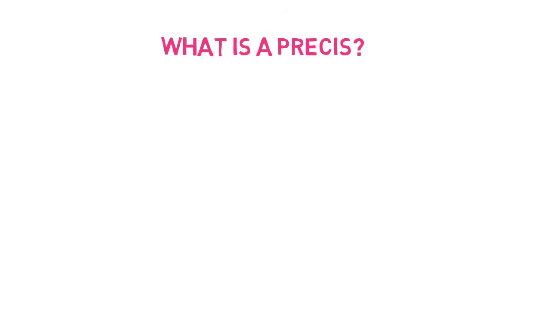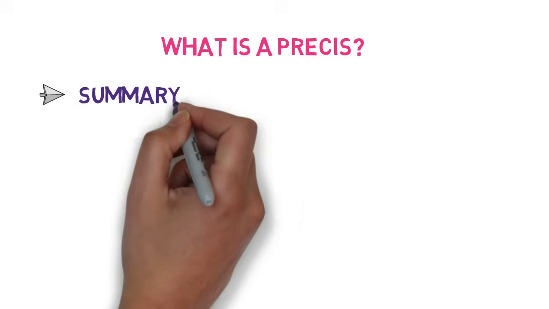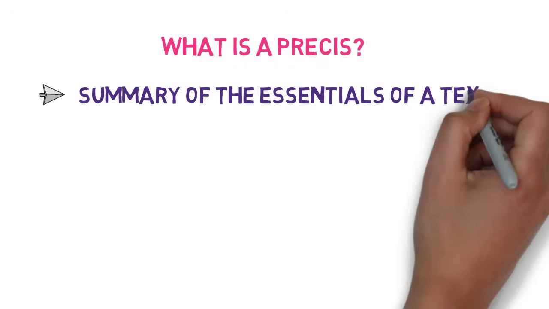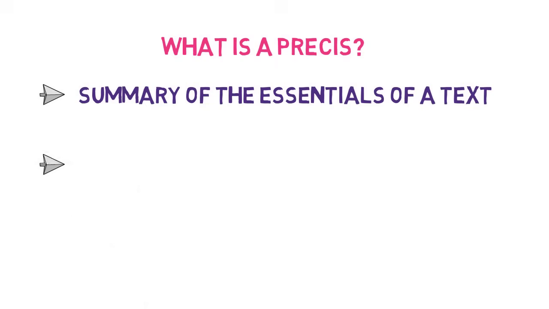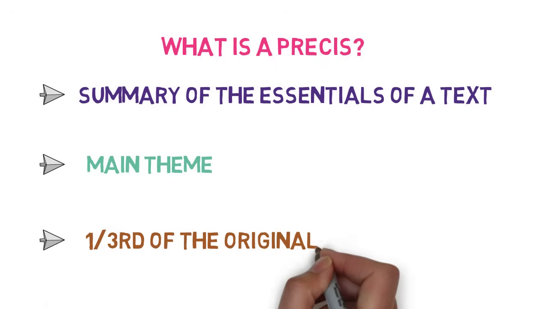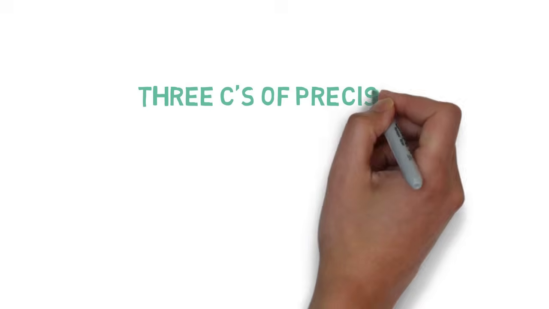So, what is a Precis? A Precis is a summary of essentials of a text. It is the gist or main theme of a passage expressed in as few words as possible, preferably 1/3 of the original text. It must have 3 C's in it.